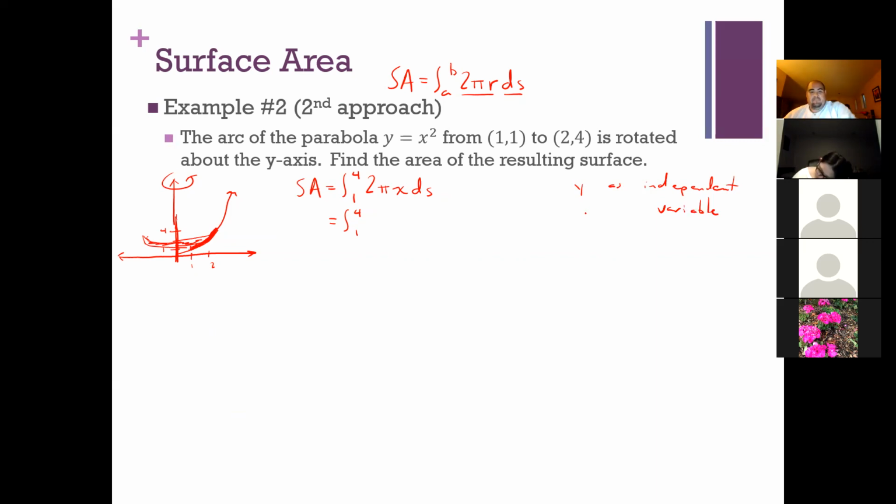So I can't leave x in my integral. I have to re-express that in terms of y. So this is going to become 2 pi times radical y. And my ds, I'm going to have to re-express like this: 1 plus f prime of y squared.